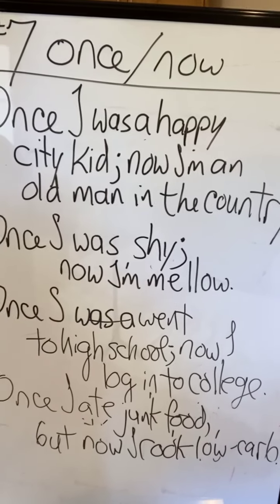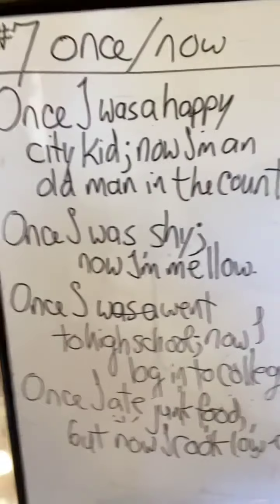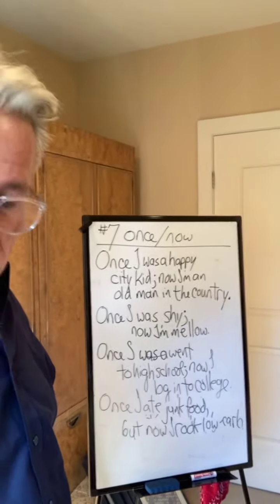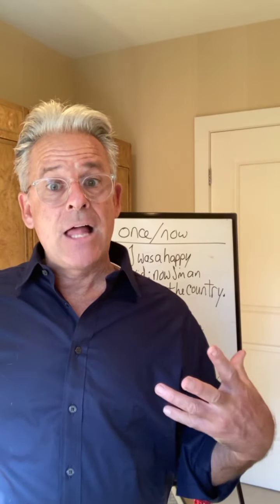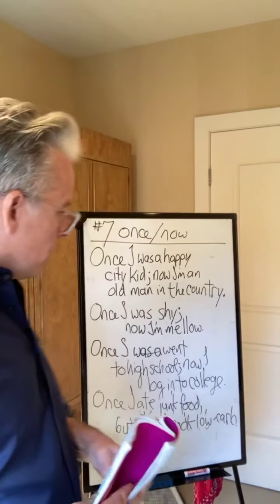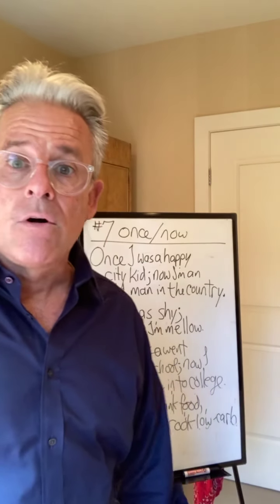So here's one. Once I was a happy city kid, now I'm an old man in the country. Here's the next. Once I was shy, now I'm mellow. Here's another one. Once I went to high school, now I log into college. Once I stuffed my face with junk food, now I cook low carb.